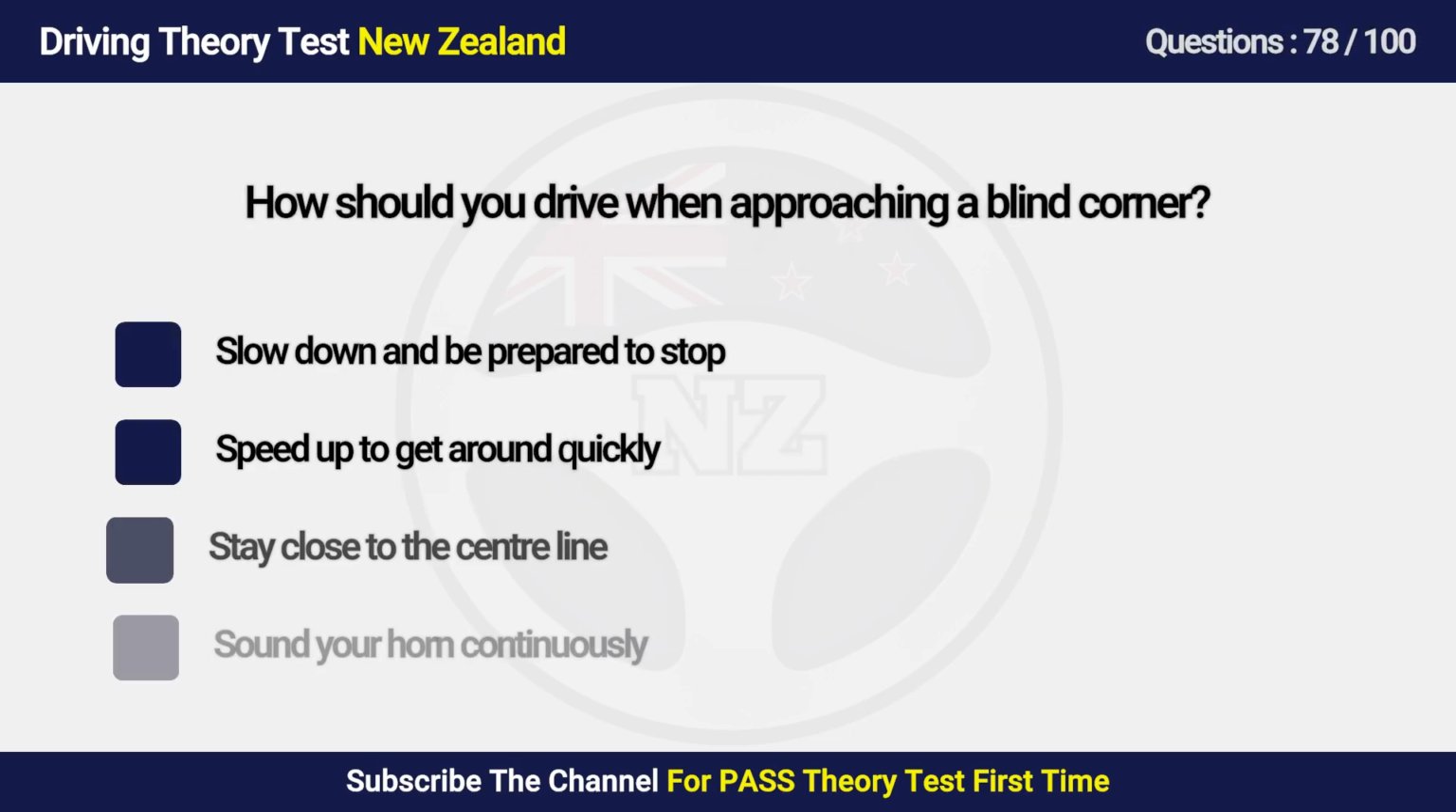Question 78. How should you drive when approaching a blind corner? A. Slow down and be prepared to stop. B. Speed up to get around quickly. C. Stay close to the center line. D. Sound your horn continuously.